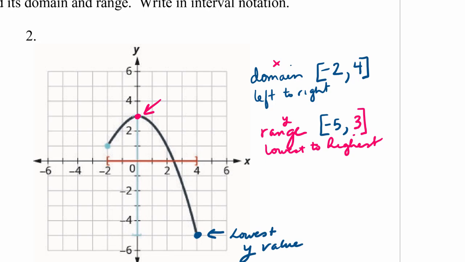So once again, I'm going to keep repeating myself till it sinks in. Domain, you go left to right on your graph, and you're looking at x values, describing it in terms of x. Range, you're looking at lowest to highest on your graph, and you're looking at the y values there. And again, it doesn't have to be at the endpoints. Just go lowest to highest. Okay, let's look at a couple more.